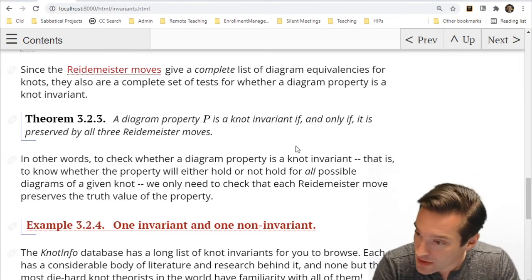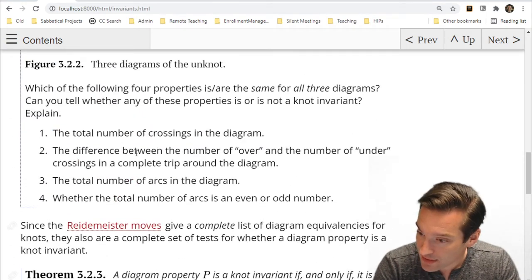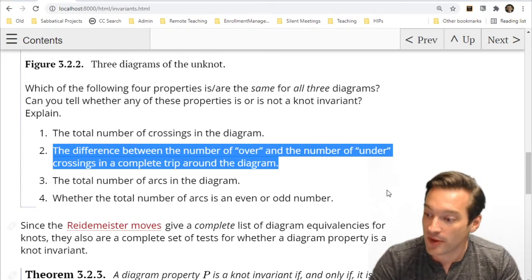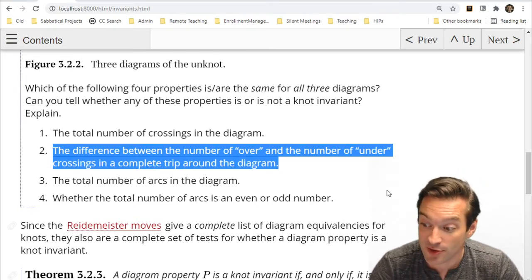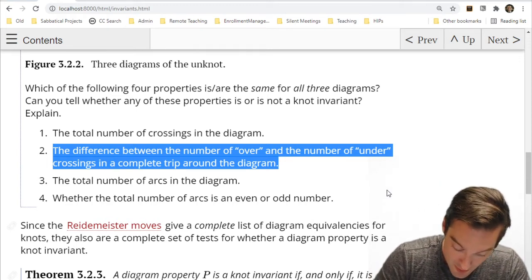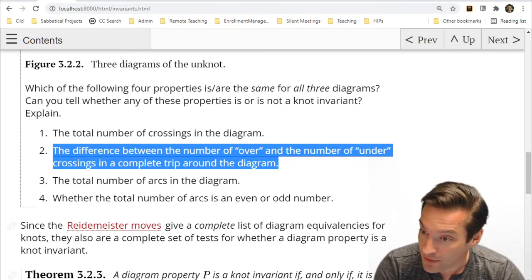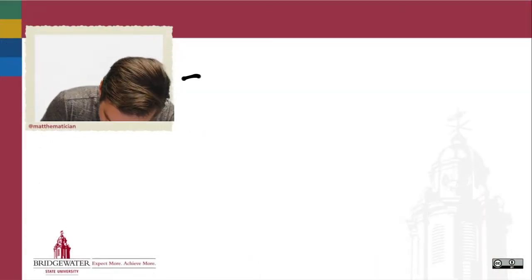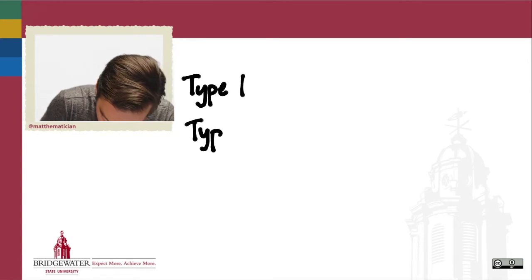So let's return to the examples that we just did in the previous activity. And the only candidate that we have for an invariant so far, the difference between the number of overcrossings and the number of undercrossings in a complete trip around the diagram. Let's see if we can determine whether or not that is a knot invariant. So we just need to check and see if that property remains unchanged under a type 1 move, a type 2 move, and a type 3 move.